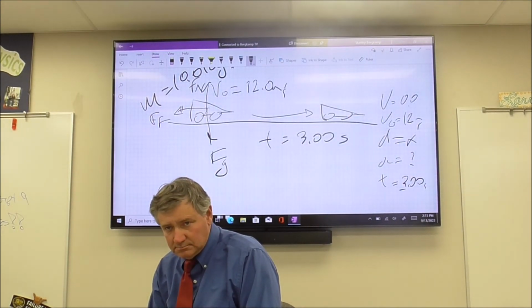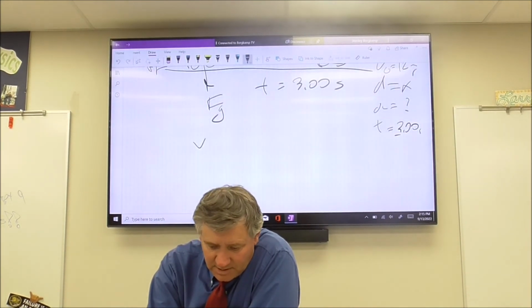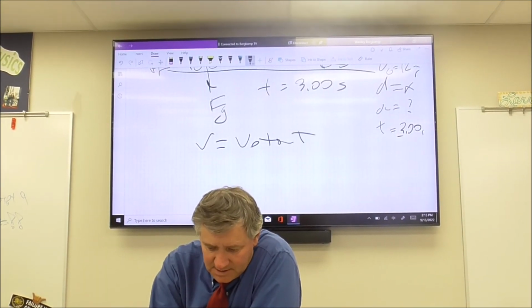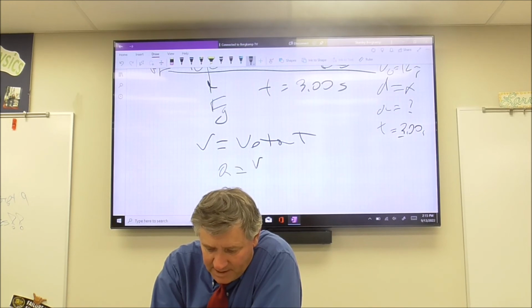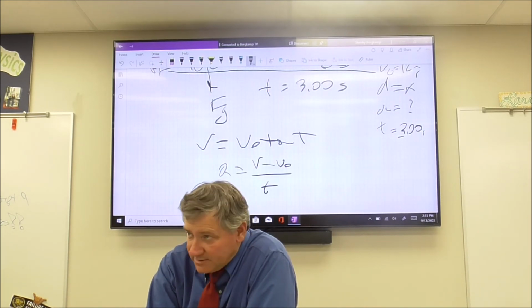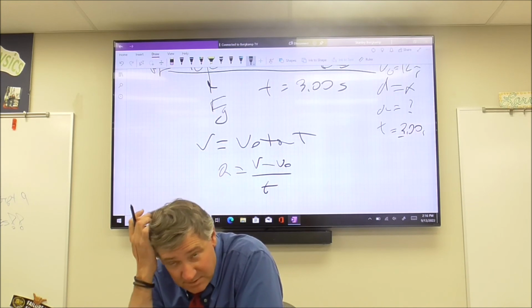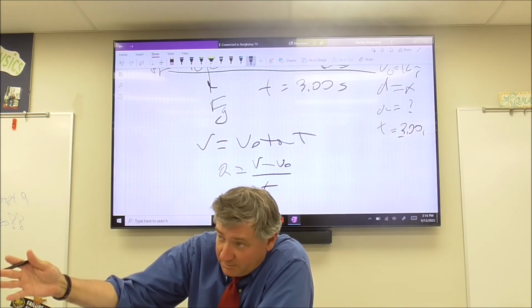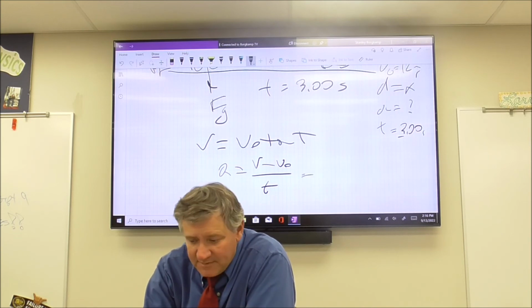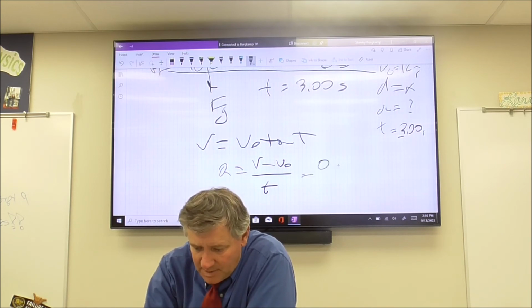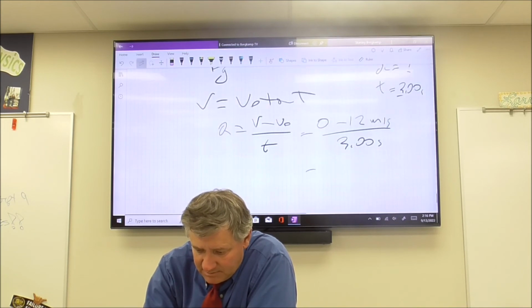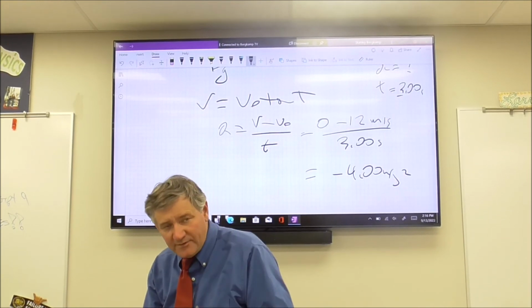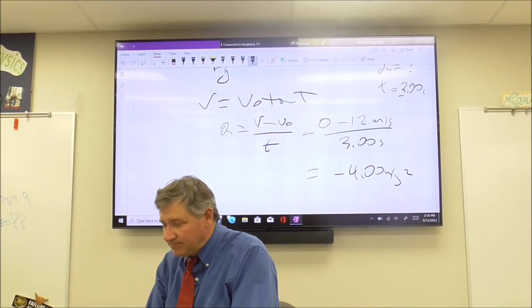What can I do? I can do v equals v naught plus at. My acceleration is going to be v minus v naught over time, right? So I'm going to show you two different ways you can do this problem. It just depends upon what you feel comfortable with. One option is that you find the acceleration by itself. So you can take 0 minus 12 meters per second divided by a time of 3 seconds and get an acceleration of negative 4 meters per second squared. Okay?